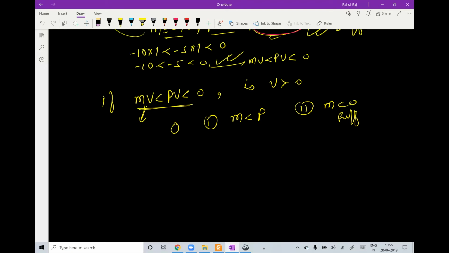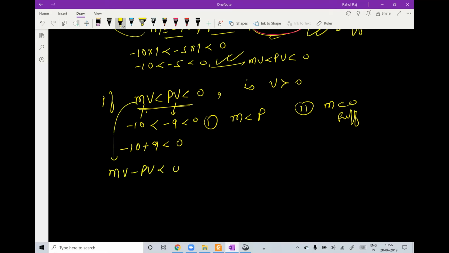Means, can I say that if this is minus 10, this has to be below minus 10, that is minus 9, right? Correct? Can I say this with minus 10? If 9 comes to this side, it will become plus 9. It should be less than 0, right? So on the same logic, can I write here, MV minus PV has to be less than 0 for sure? Can I say V into M minus P has to be less than 0 for sure?